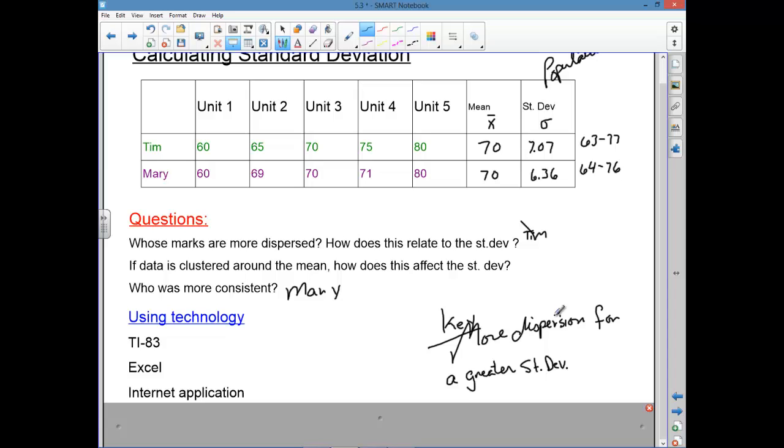And two questions to think about on top of these in class: could your standard deviation ever be 0? And what does that mean if it is 0? And could your standard deviation be negative?